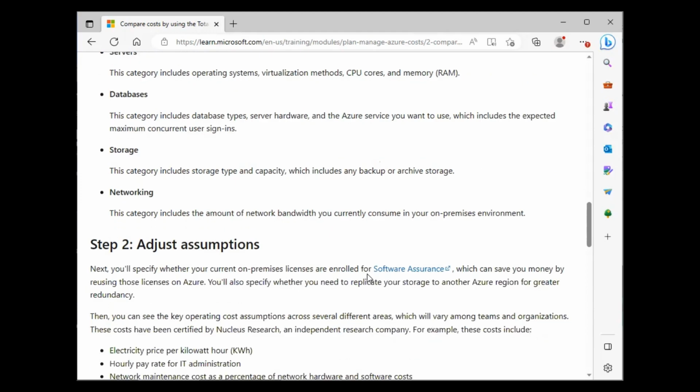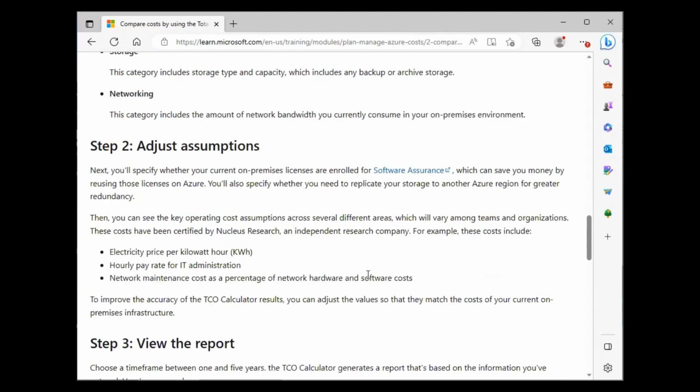Step 2. Adjust assumptions. Next, you will specify whether your current on-premise licenses are enrolled for software assurance, which can save you money by reusing those licenses on Azure. You will also specify whether you need to replicate your storage to another Azure region for greater redundancy.